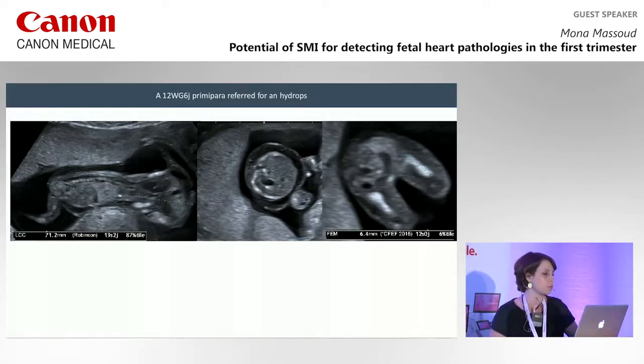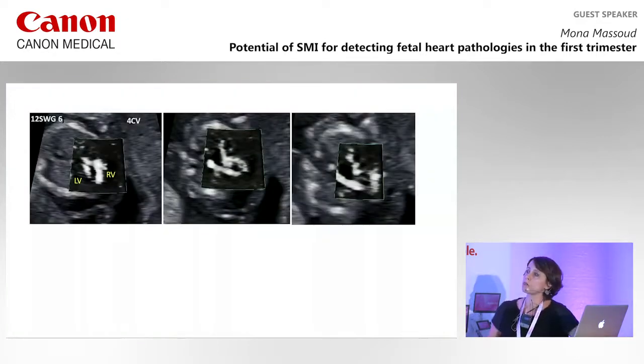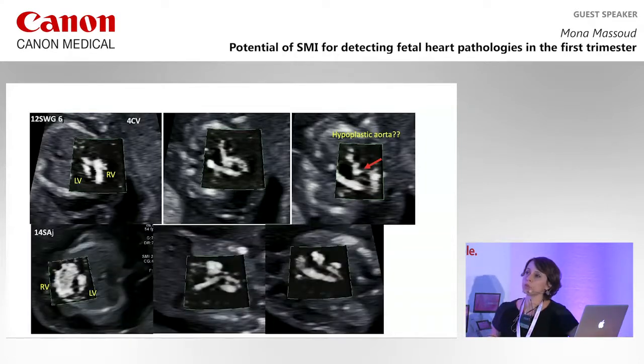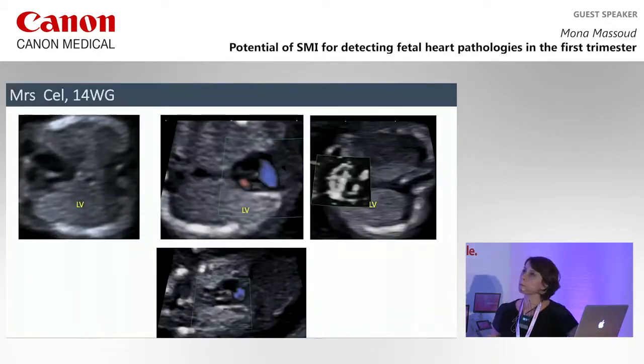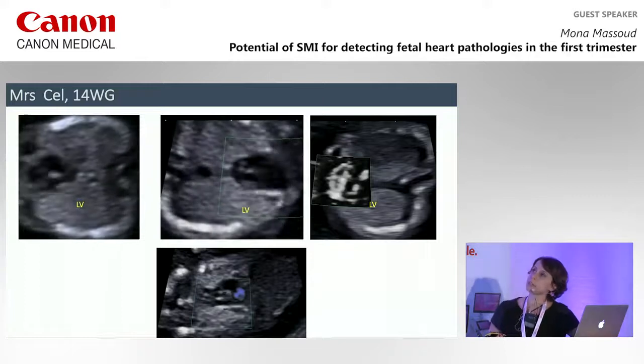Here is a woman referred for an EDROPS at 12 weeks of gestation. We can confirm the EDROPS. And what we can see here is that the left ventricle is discrepant regarding the right ventricle. We can suspect here a small aorta, and 2 weeks later we can confirm that there is a small left ventricle, a hypoplastic left ventricle with a hypoplastic aorta that we can assess here in this clip.